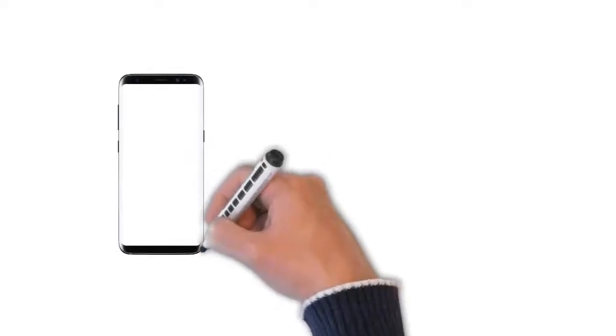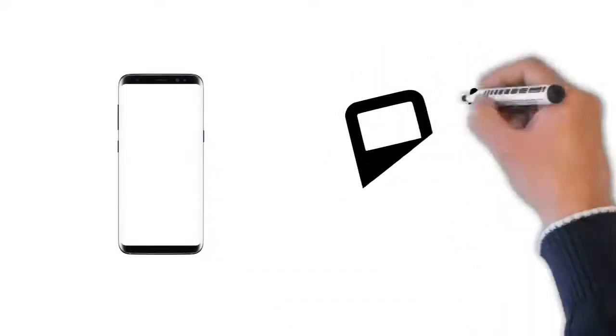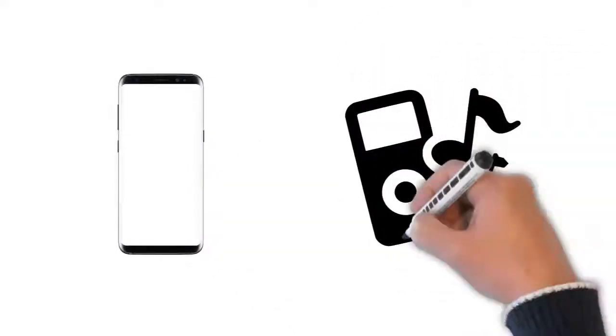Whenever you buy an electronic device, such as a mobile phone or MP3 player, check to see if it comes with a USB cable. If it does, this means you can most likely connect it to your computer.